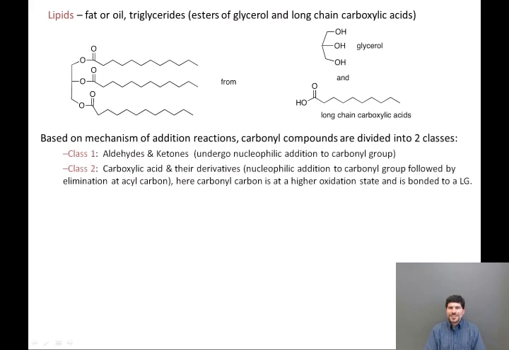For the purposes of this course, I classify carbonyl groups into 2 broad classes, and I'm classifying them this way based on how they react. The carbonyl functional groups that I'm putting in class 1 are just the aldehydes and ketones. And the carbonyl functional groups that I'm putting in class 2 are the carboxylic acids and their derivatives, such as acid chlorides, anhydrides, esters, and amides.